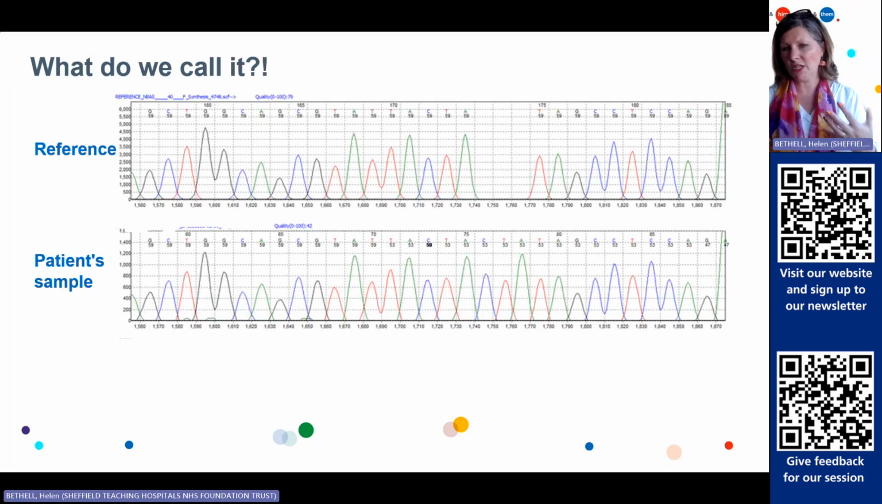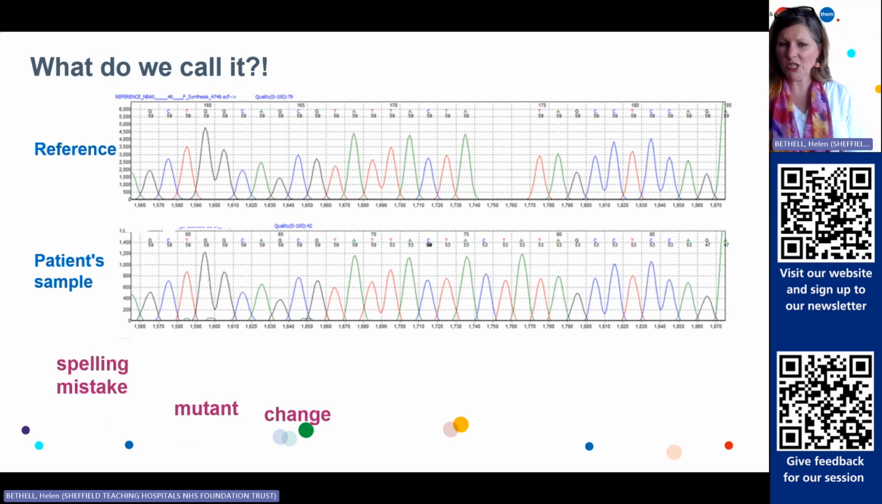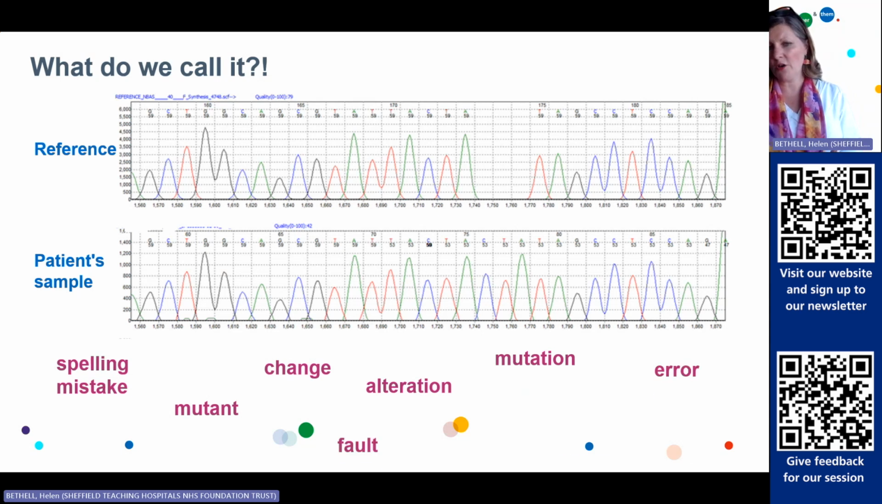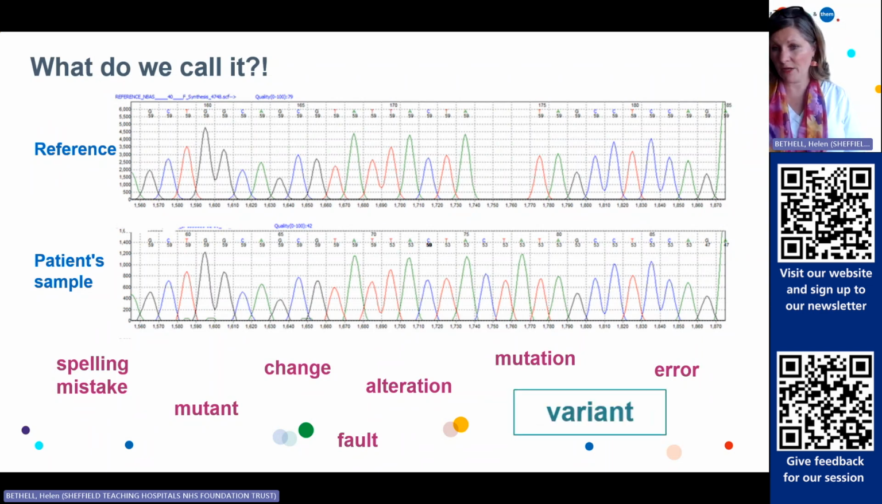So what do we actually call it? I've been using the term variant throughout this presentation, but in fact, there are lots of ways of talking about a change in the genetic code. We might refer to them as a spelling mistake, a mutant, a change, a fault, an alteration, a mutation, a variant, or an error. But by far the most popular term is variant, and that is what you will see written on your genetic reports.